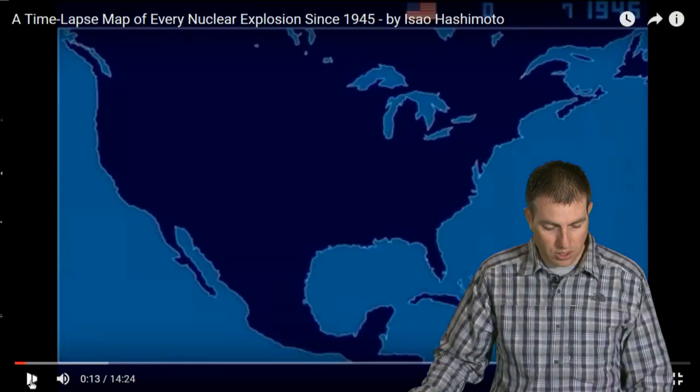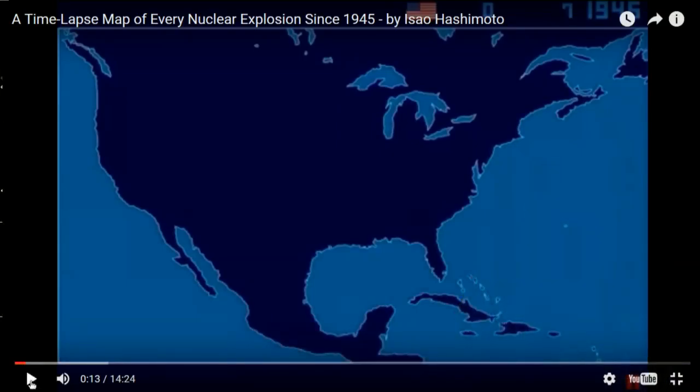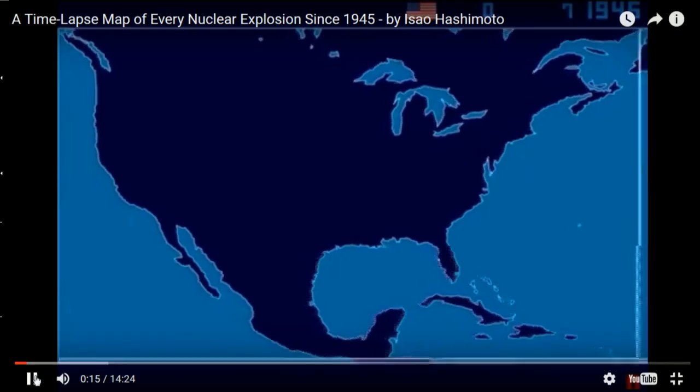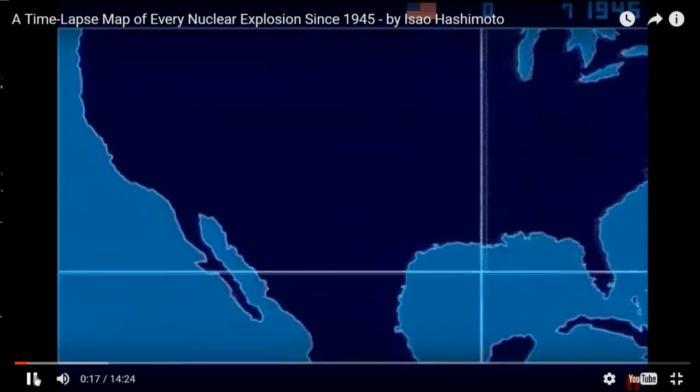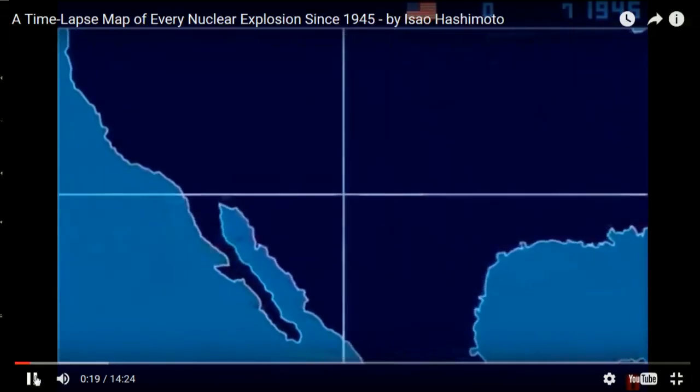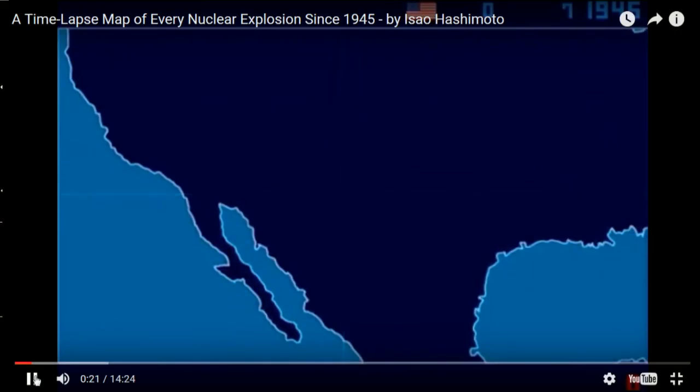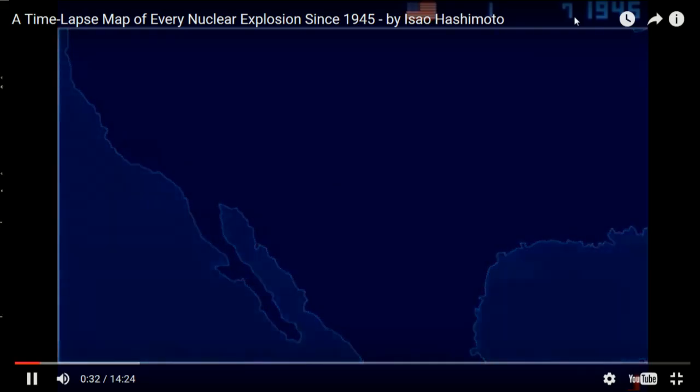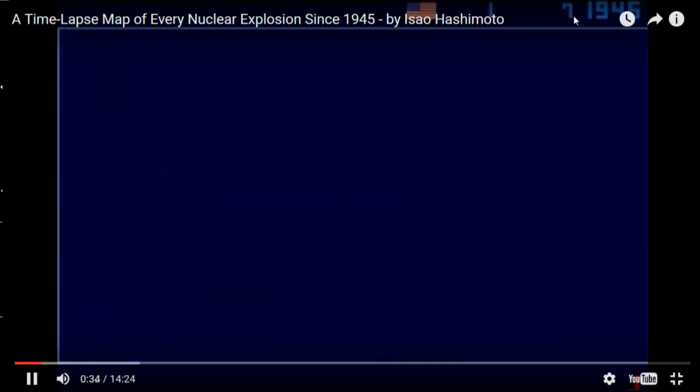So it starts off kind of slow and it's kind of hard to figure out what's going on, but we'll do our best. You'll see each flash represents a bomb detonation. The first one was in New Mexico. So this was the Trinity test. And up at the top, you can see the year and the month. So 1945, the 7th month, is that August, I guess?